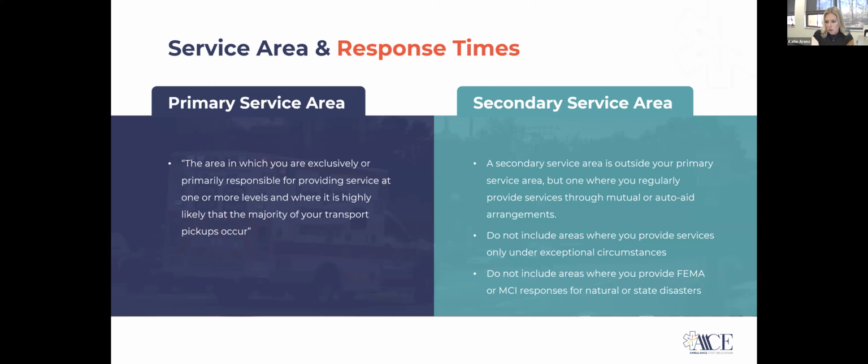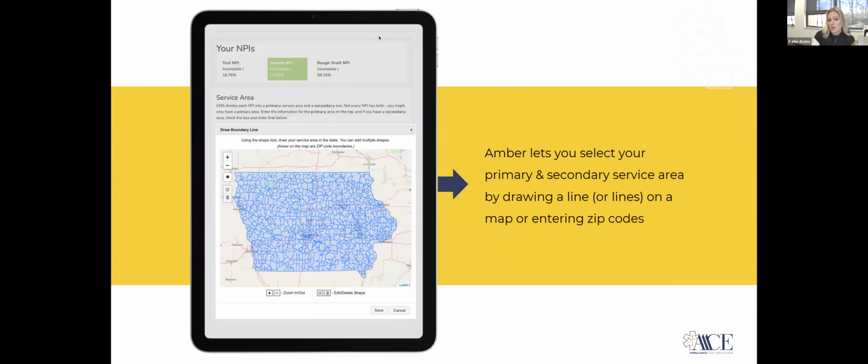You're not going to want to include areas where it's an exceptional circumstance, like you're not typically responding there on a routine basis. And you don't want to include any FEMA or MCI natural disasters or state disasters, those areas either. On the next slide, it shows a screenshot in Amber where you can actually draw on the map what your service area looks like. That's an option. You can also enter the zip codes individually, or you can also upload a list as well.